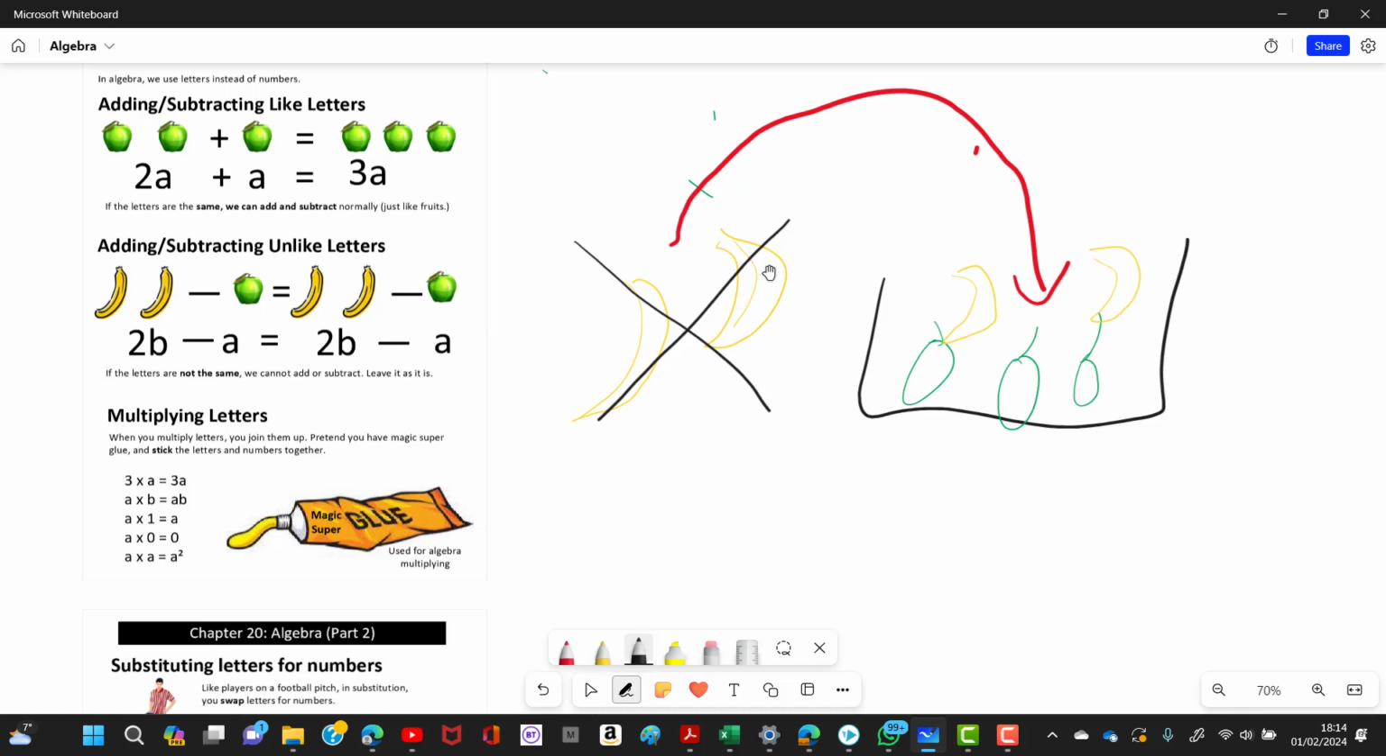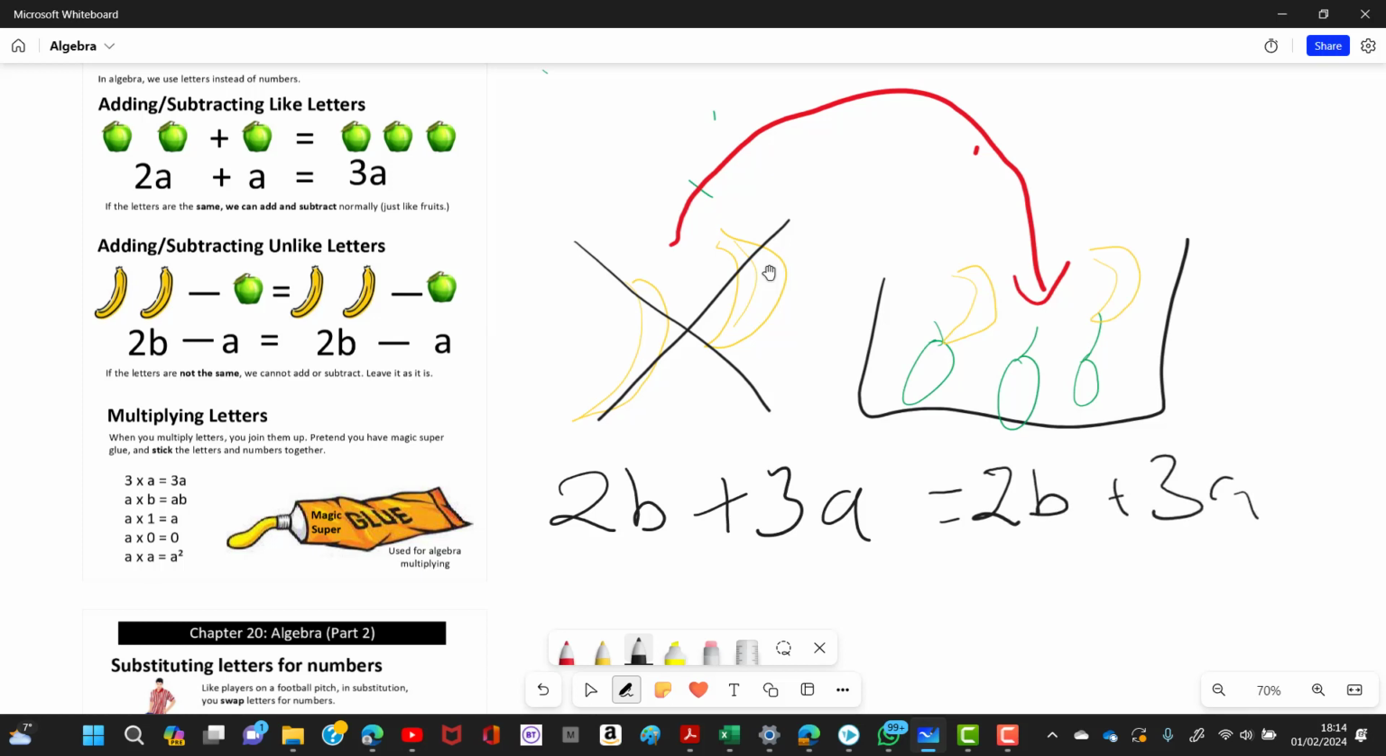Similarly, if you have different letters, so 2b plus 3a, you don't say 5ab, you repeat it. So 2b plus 3a. So you can't add and subtract different letters, so you leave it as it is. So if the letters are not the same, you leave it as it is. So 2b minus a, it's like 2 bananas minus 1 apple, is still 2 bananas minus apple. You can't add and subtract different letters. So that's that one there. Okay, we'll leave that there.